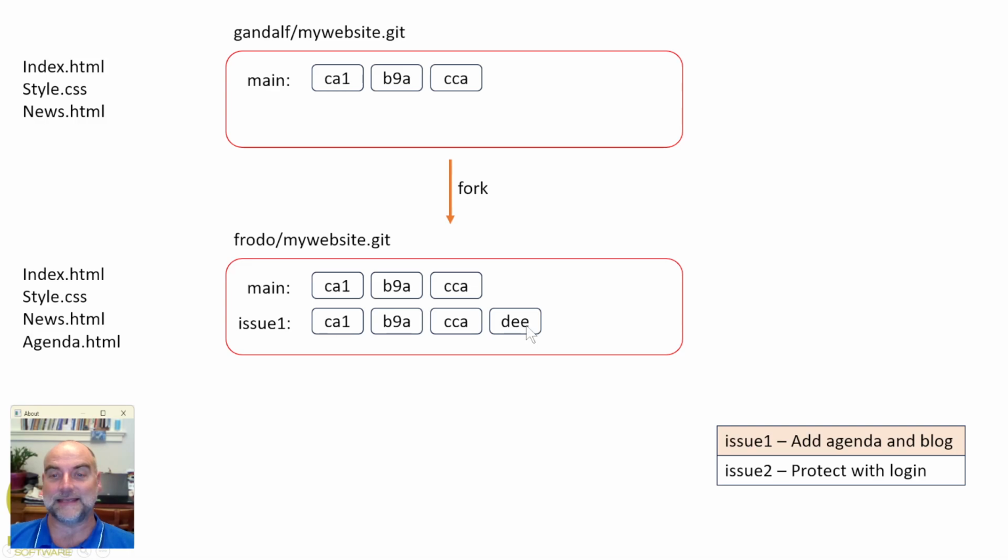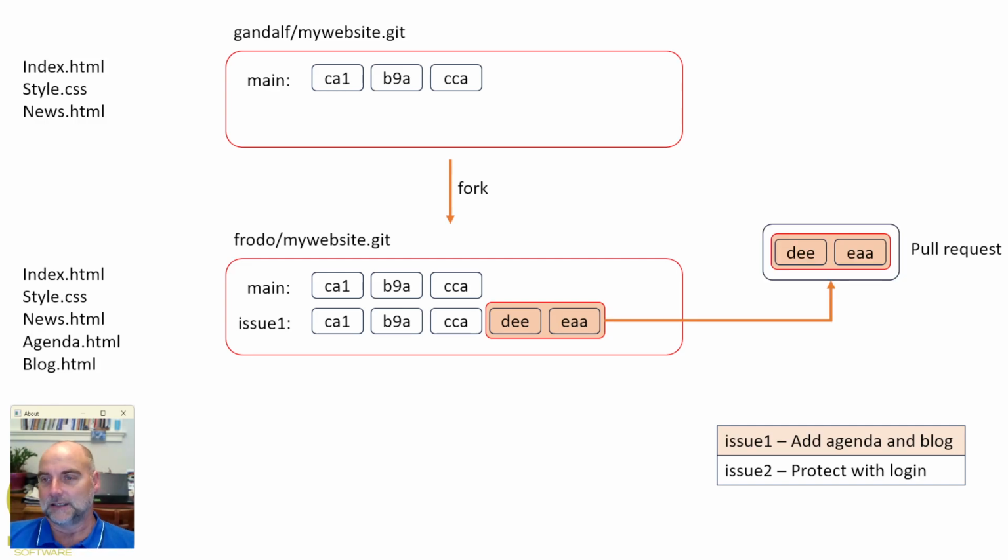Agenda.html is committed in this commit, and then blog.html is committed in this one. Great. Now I'm done with this issue, and I want to take these changes, these two files which are in these two commits, and push them into the main repository. So these are the two that we're talking about. What I'm going to do is go to my Frodo location, to my website.git, and there's a button that says, oh, you made changes in issue 1. Do you want to make a pull request? Yes, you want to make a pull request, and that contains the changes of these two commits.